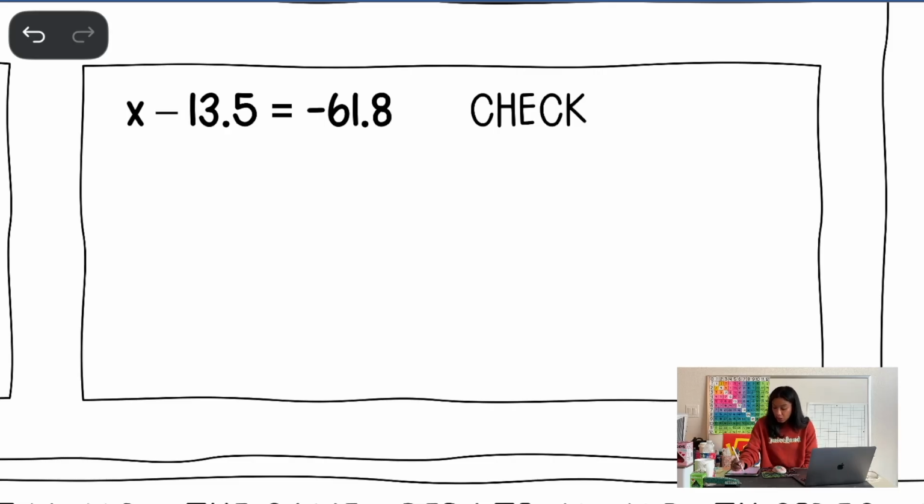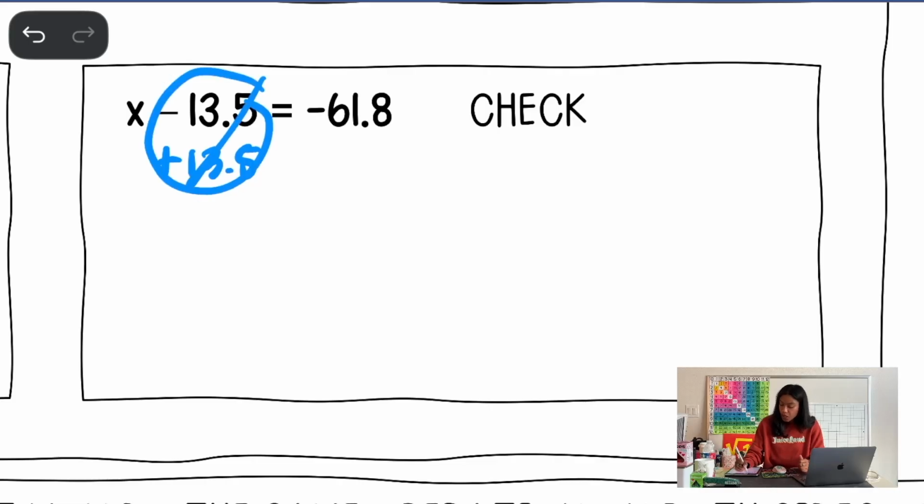So I see we have x minus 13.5. So we're seeing subtraction. And even though I have this negative number here, I'm not really going to worry about that for now. The opposite of subtraction is going to be addition. So I want to make 0 on the side of my equation that has x. So I'm going to add 13.5 because that will make 0 for me. I'm going to do the same thing over here, add 13.5.